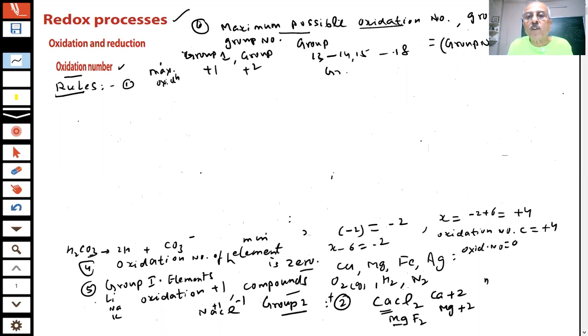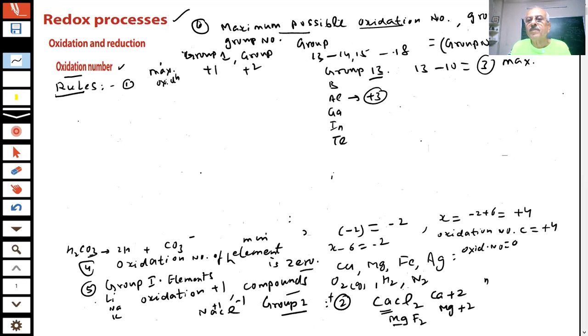For example, for group 13, I will do 13 minus 10, how much? 3. That is the maximum oxidation number. And you know which is group 13? Boron, aluminium, gallium, indium, thallium. So for aluminium, the maximum is +3. 13 minus 10.